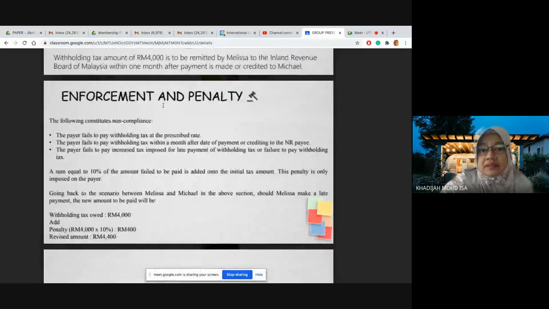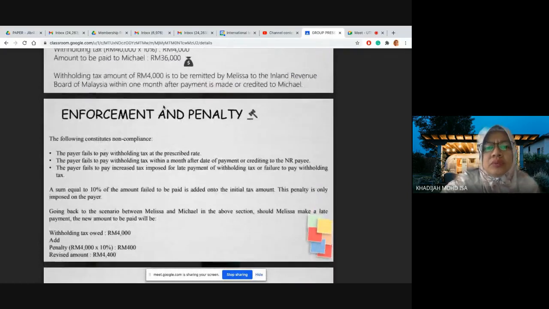And then we're talking about the other important part, which is enforcement and penalty. All right. So what do you mean by non-compliance? I mentioned earlier, compliance tu maksudnya apa? Compliance maknanya bila you have to withhold tax at the prescribed rate. Within 30 days, you have to pay to RAB, right? And then kalau you fail to do that, then dia akan penalize. So what are the penalties?